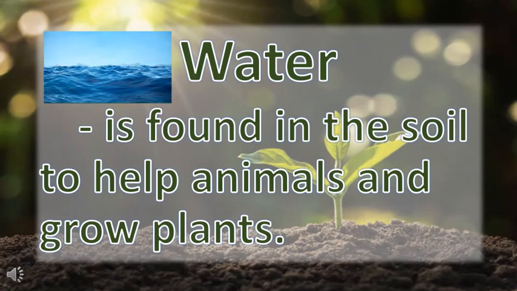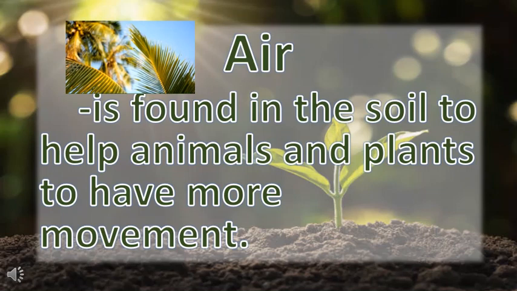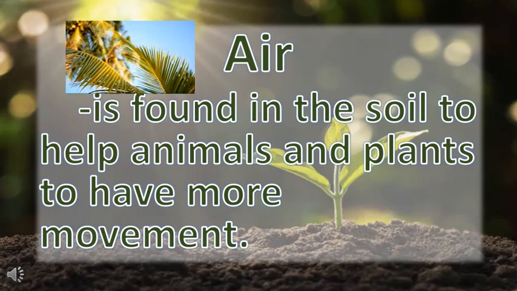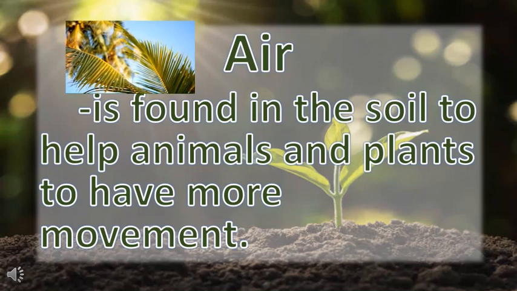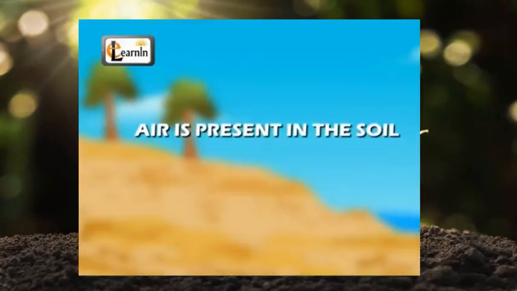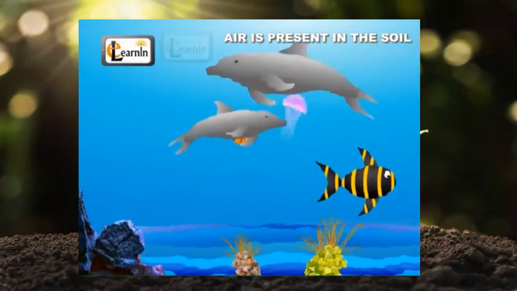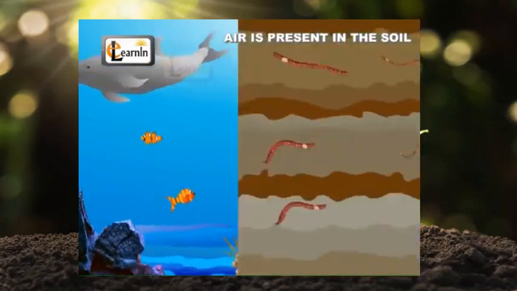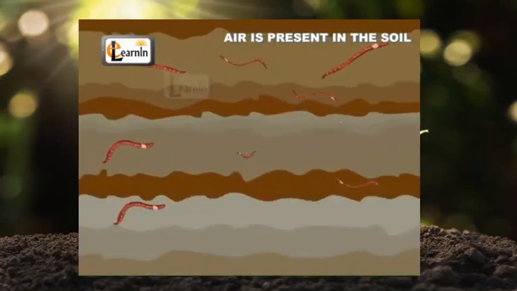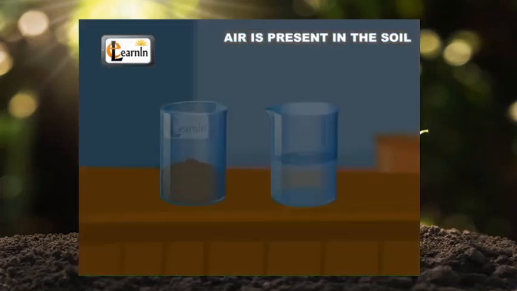Water is found in the soil to help animals and grow plants. Air is found in the soil to help animals that live in the soil have more movement. Air is present in the soil. Just as there are animals that live in water, there are also animals that live under the surface of the soil. These animals also require air to live. The following activity demonstrates the presence of air in the soil.